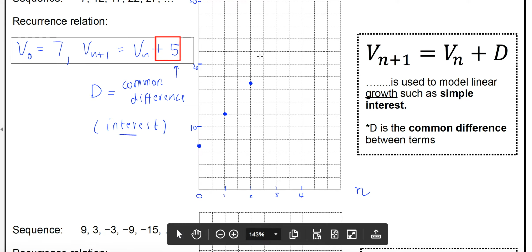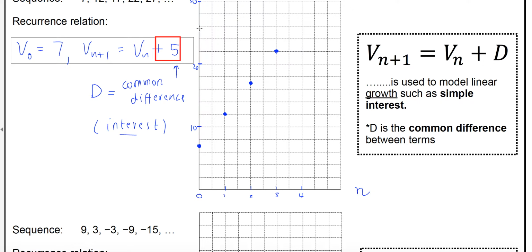22, and then 27. Now what you should see is that we are creating a straight line. In other words, if I was to put a straight line on this here, which I'll just do quickly, you'll see that they all line up. Or if I was a bit more accurate with my line, it would be. There we go. It creates a straight line when it's graphed, which I've just shown you.